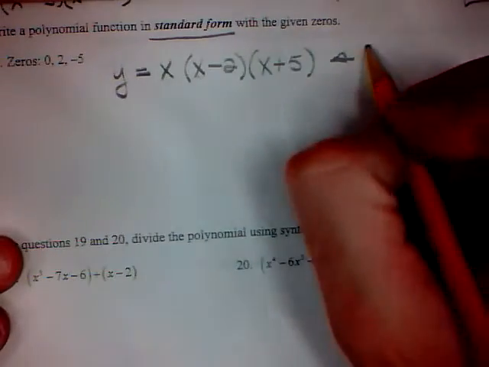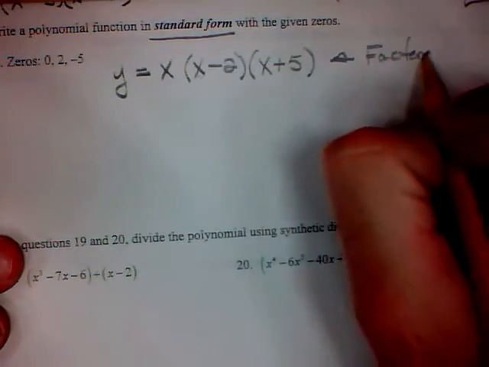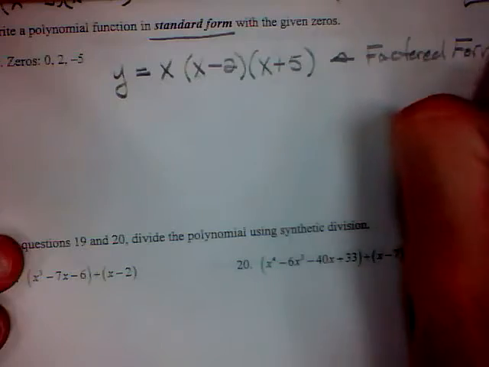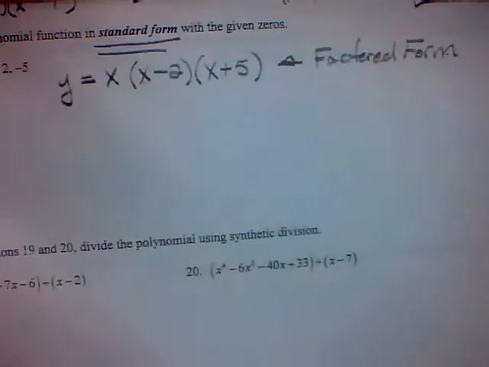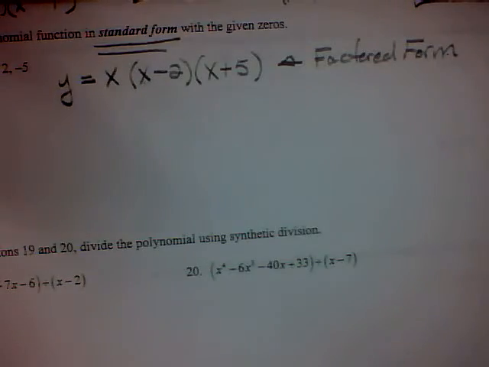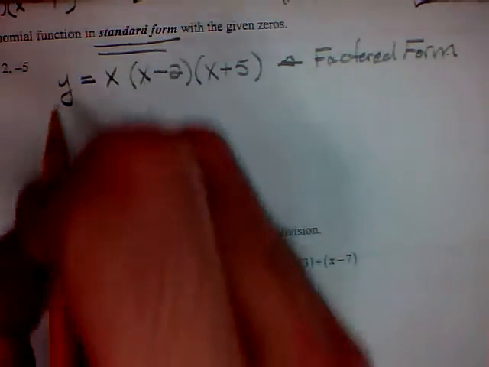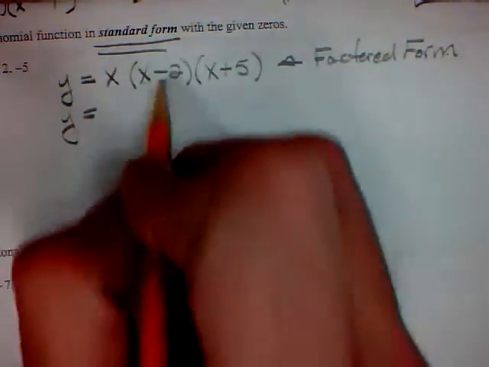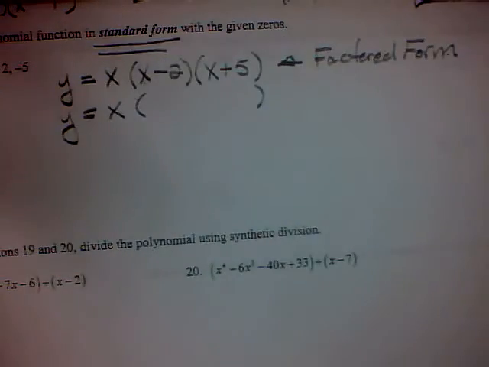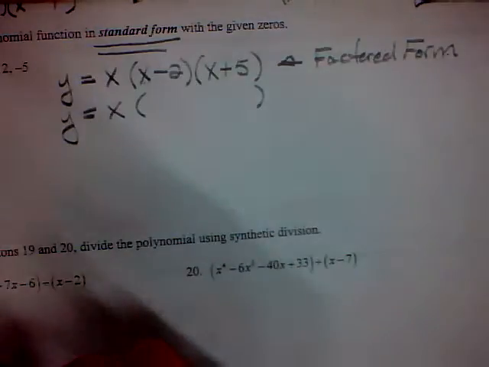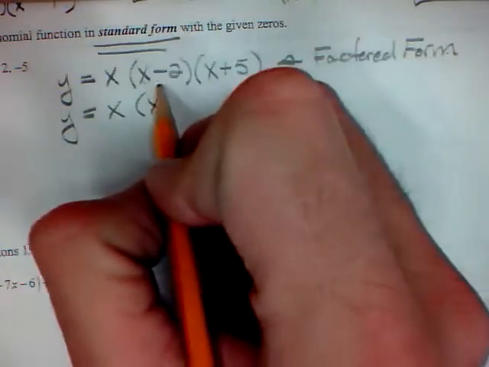So now this is in factored form here. This is what we call factored form. But that's not what we're looking for in this particular case. We're looking for it in standard form. So in standard form, we're just going to need to multiply this out. Probably the easiest thing to do is multiply out the two binomials first. Most of you are pretty good at FOIL with these type of terms here. So we could probably do this mentally.